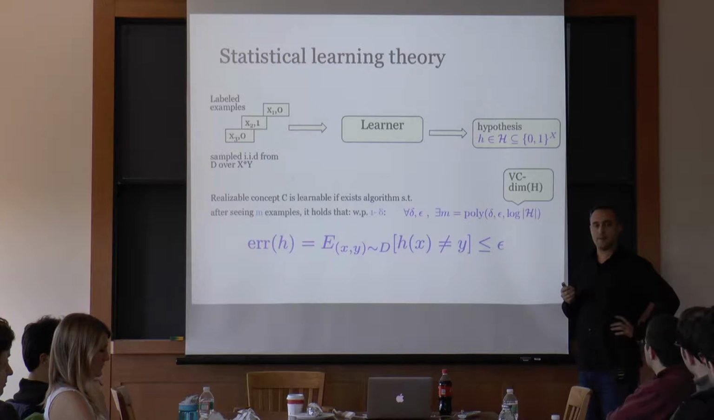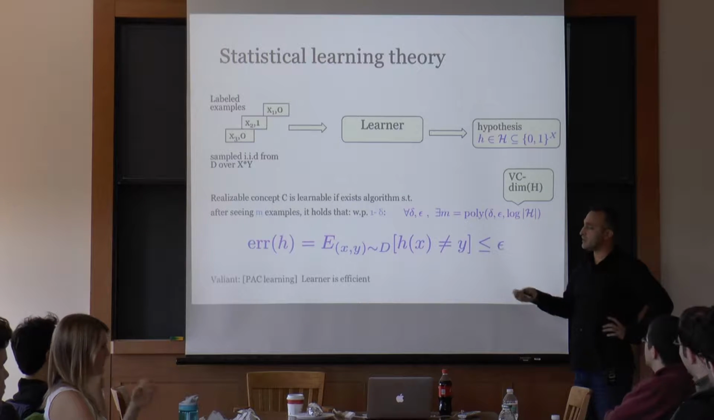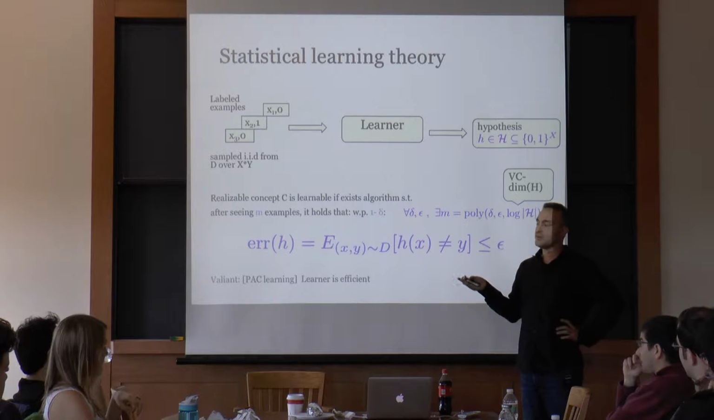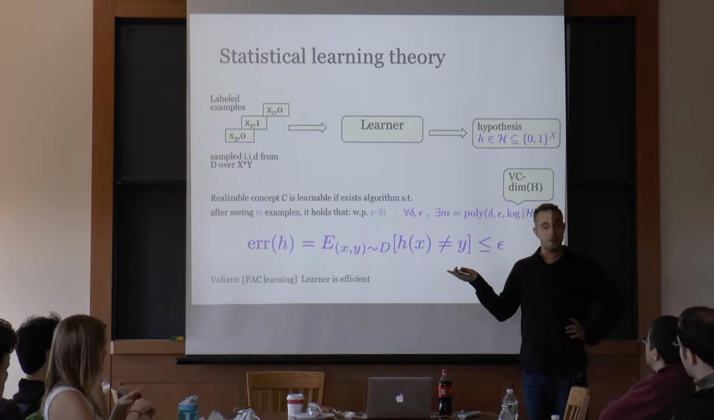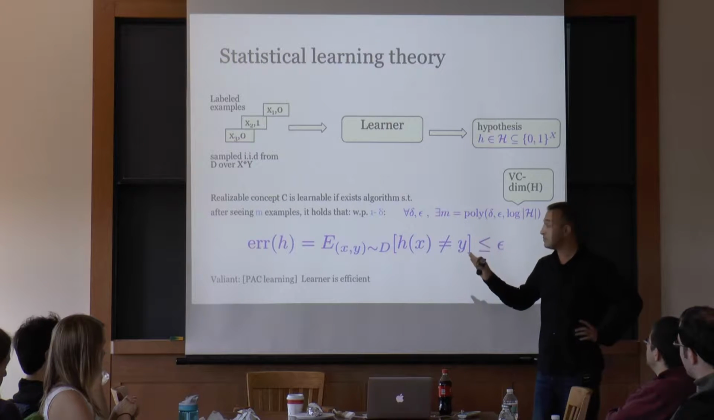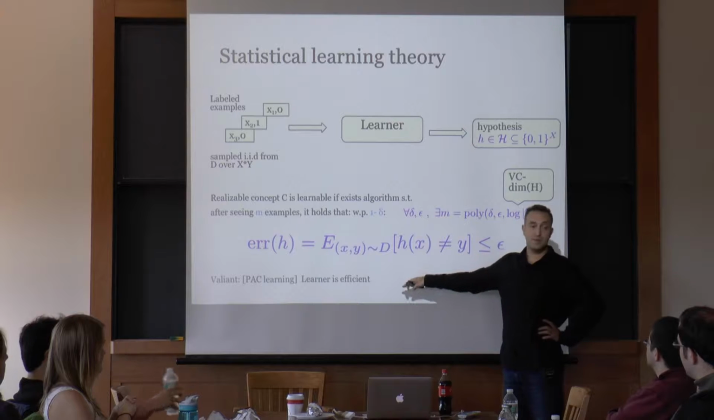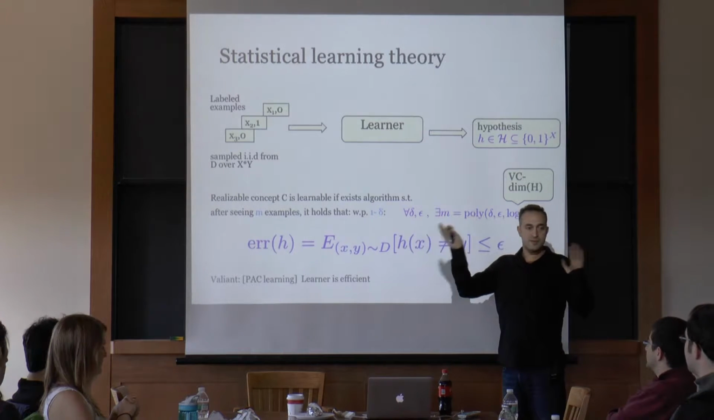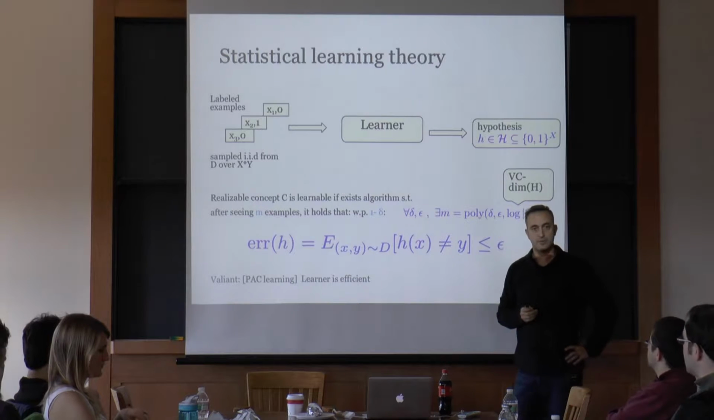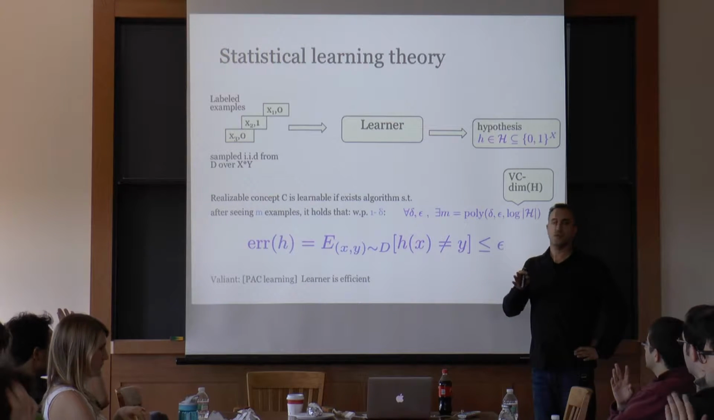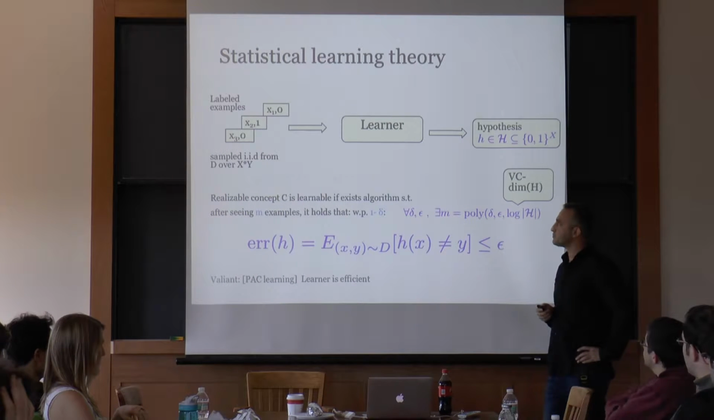Is the algorithm an efficient algorithm or just any algorithm? So Valiant in '84 talked about efficiency. He defined probably approximately correct learning, PAC learning. It's exactly the same thing, but also the algorithm that produces the hypothesis must run in polynomial time in M. That's the whole distinction between statistical and computational learning theory. So how many of you have seen this definition before? Okay, very good. So almost everyone.